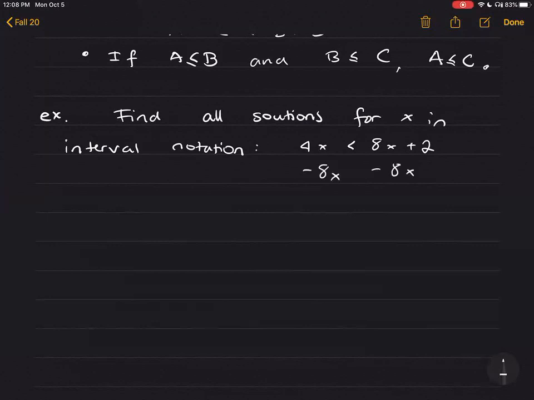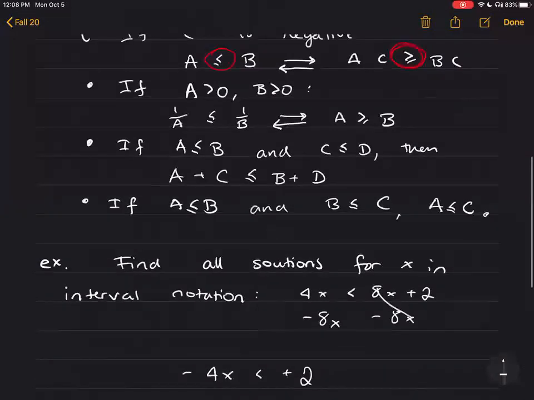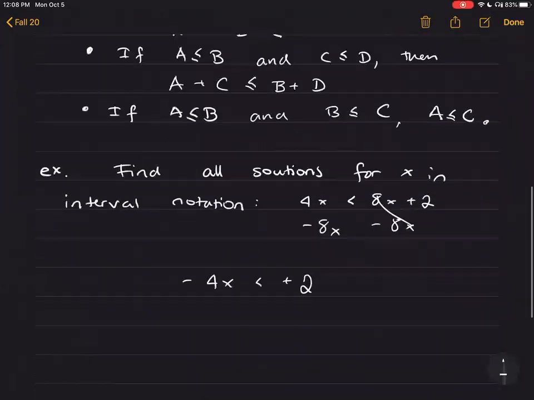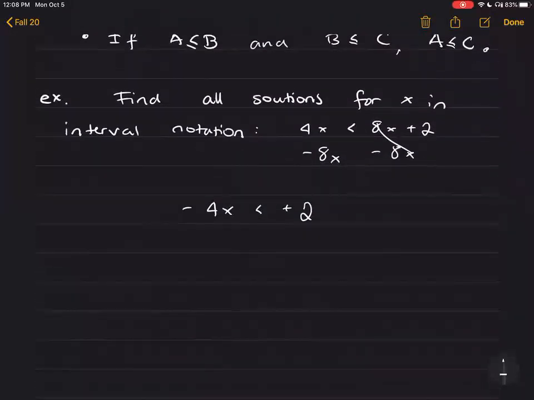And so when we do that, we get 4x minus 8x is negative 4x. And then over here, these cancel and we get less than 2. That's using this first rule right here. Right, so I've subtracted the same thing from both sides. Good, okay.